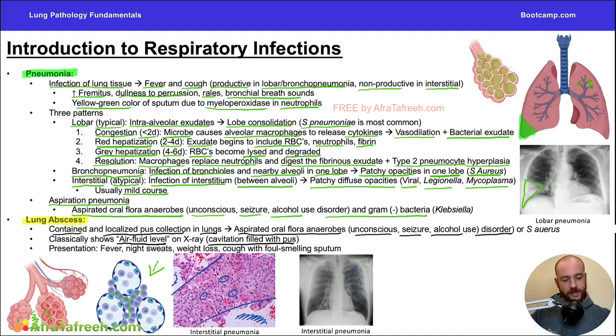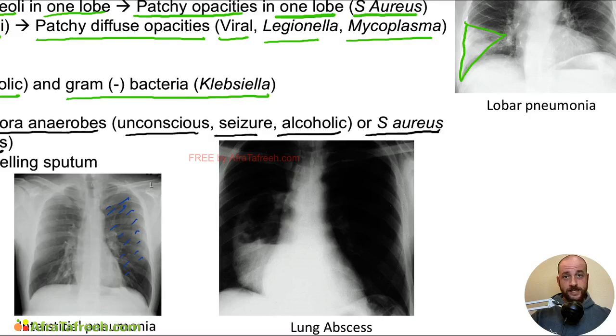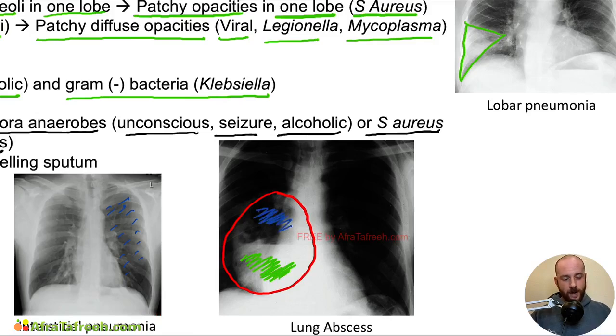So if we just take a look at this x-ray image here, we can see in this chest x-ray that this circle right here represents the abscess, the bottom opaqueness represents the pus collection, and the top black translucent area represents air. And this line at the top here represents the top layer of the pus, or the air fluid level, and this is a classic finding in a lung abscess on x-ray.